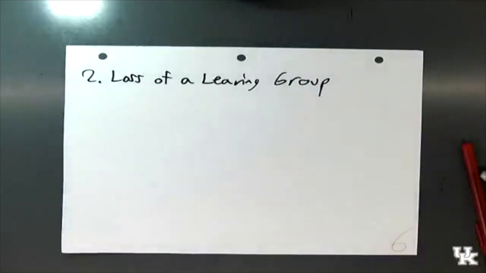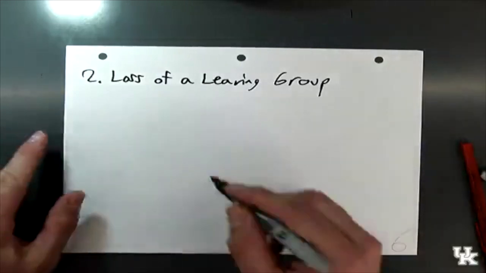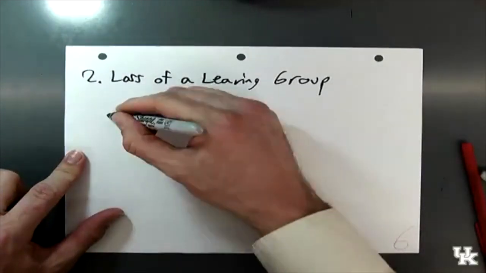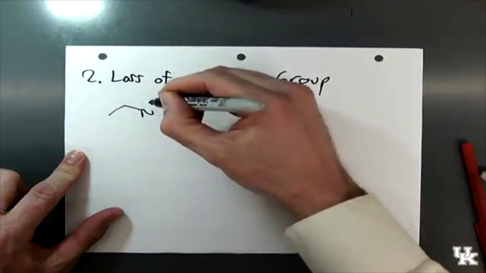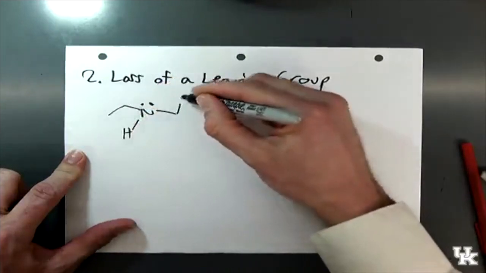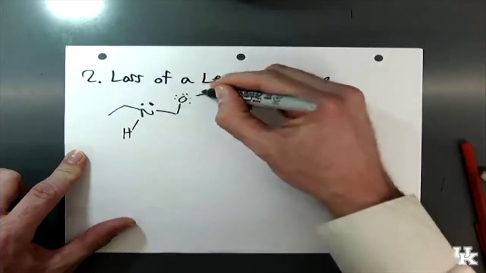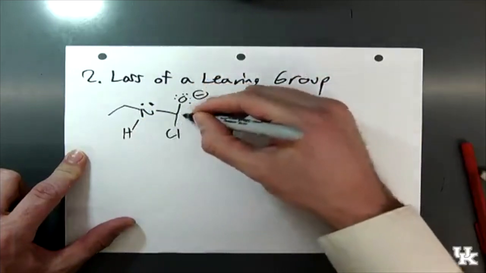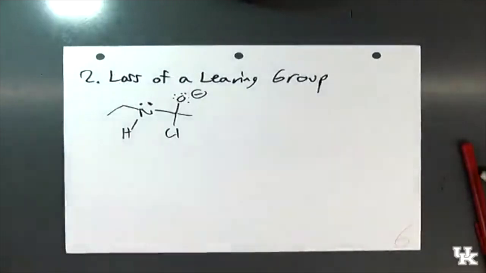And we can actually use that structure that we just drew to illustrate what this is. So if we come back to that structure, okay, this is what we were left with. We can draw the loss of a good leaving group, what we call it in organic chemistry. We'll talk a lot about it later.